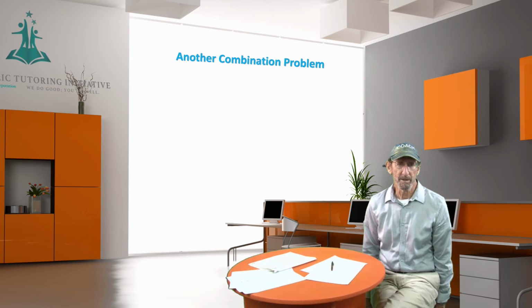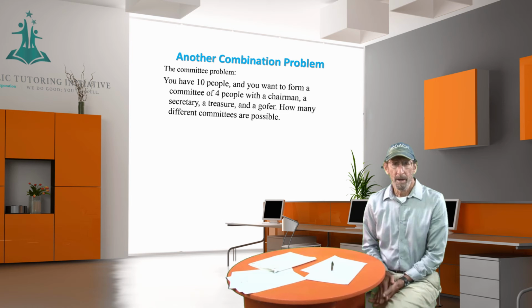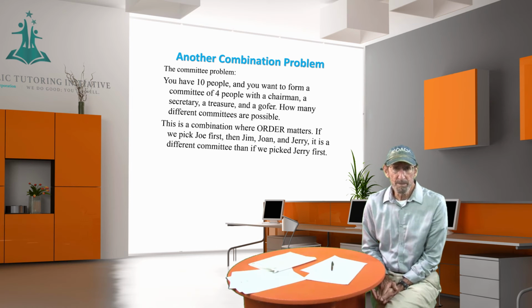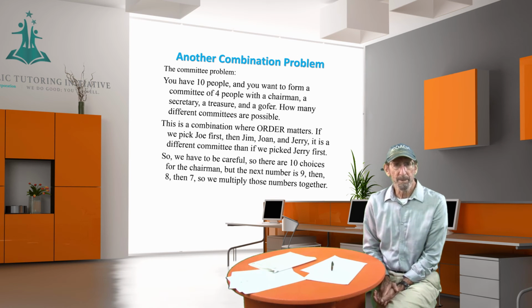Okay, let's make it a little harder. This is the committee problem. You have 10 people, and you want to form a committee of 4 people with a chairman, a secretary, a treasurer, and a gopher. How many different committees are possible? Well, this is a combination problem where order matters. If we pick Joe first, and he's the chairman, then Jim, Joan, and Jerry, it's a different committee than if we pick Jerry first. Now be careful.